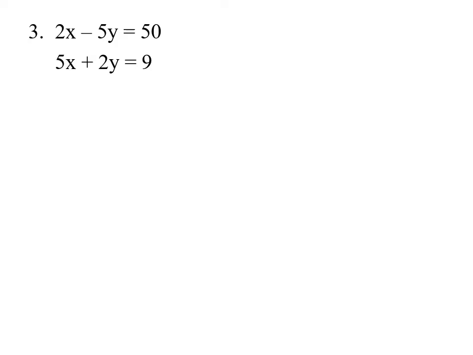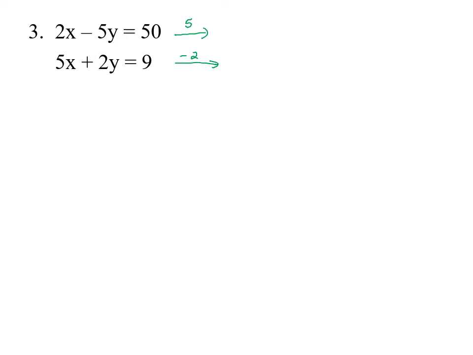Okay, let's try another one. Here we have 2x minus 5y equals 50, and 5x plus 2y equals 9. So what I would do is notice that there is a 5 on the bottom, so I'll multiply by 5 on top. There's a 2 on the top, so I'll multiply by 2 on the bottom. One of them has to be negative. It doesn't matter which. So I'm going to make the bottom one negative.